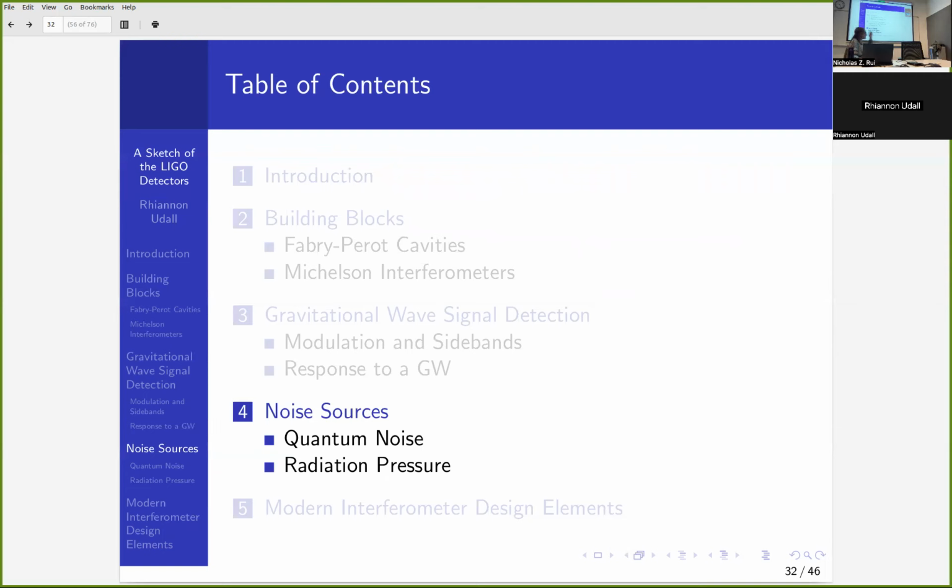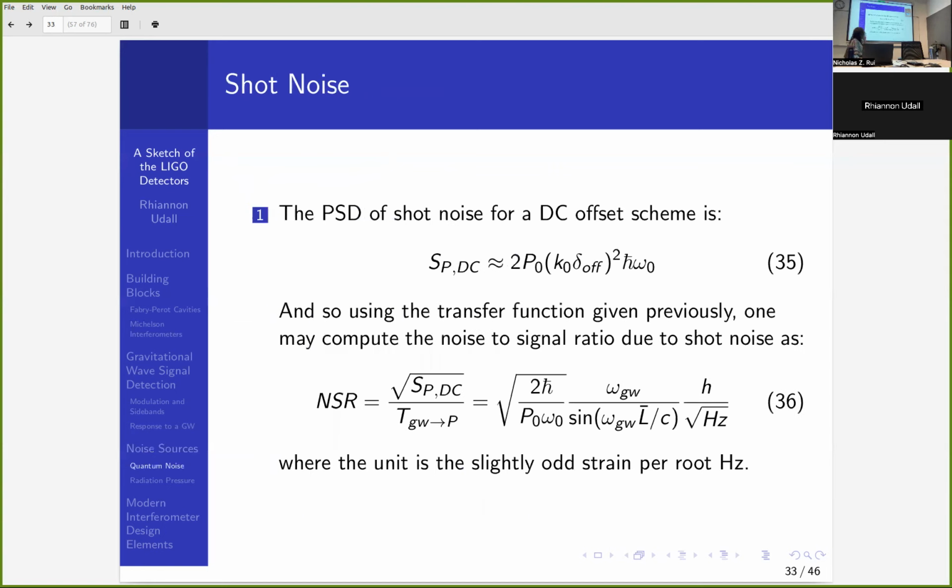So now let's talk about some of the sources of noise that can occur within the detector, because they're important to understand the last, I think most important, bit of this, which is why we do a bunch of the things we do in modern detector design. First, we can talk about shot noise. This is vacuum fluctuations coupling onto the carrier beam.